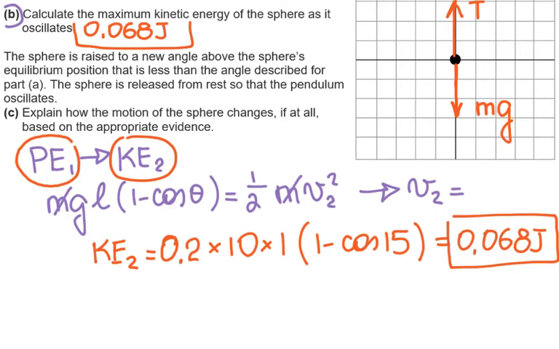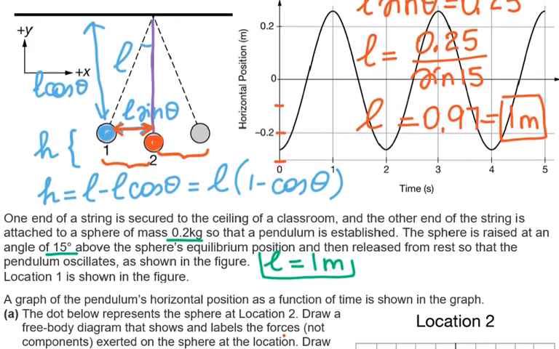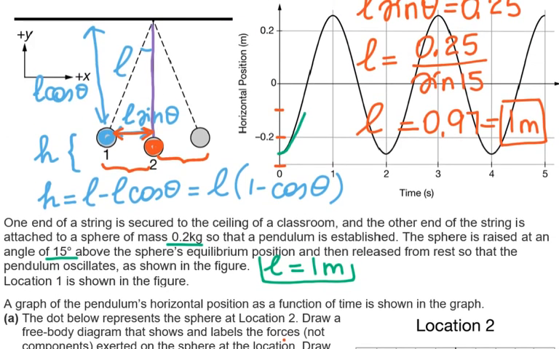And then the next part, they say the sphere is raised to a new angle above the sphere's equilibrium position that is less than the angle described for part A. The sphere is released from rest so that the pendulum oscillates. Explain how the motion of the sphere changes, if at all, based on the appropriate evidence. So for part C, the time of the oscillation is equal to 2 pi times the square root of L over g. The length did not change, so the period is going to stay the same. That means you still will have the same time it takes to travel for one wave.